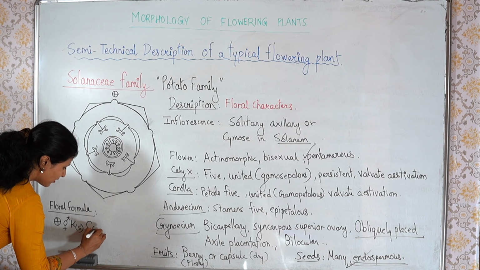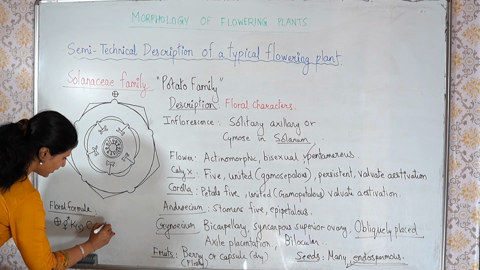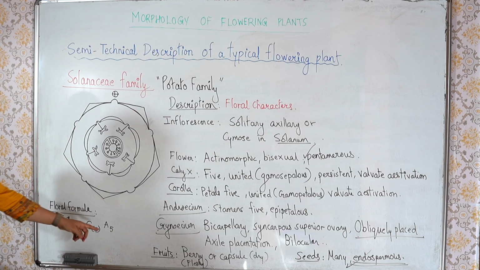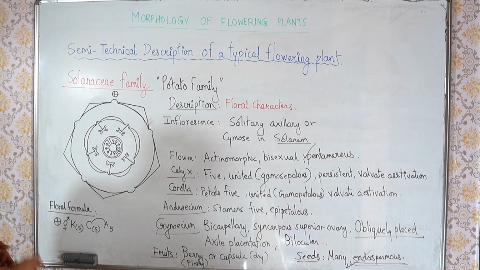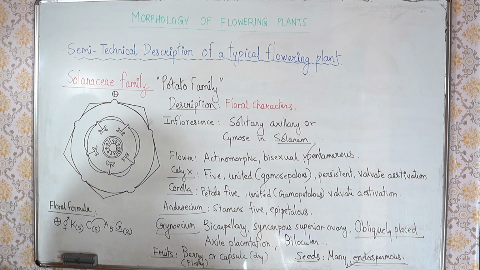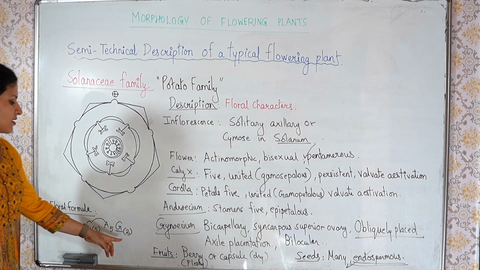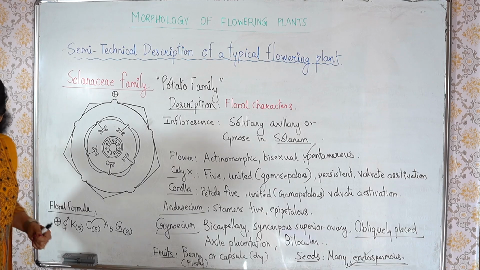Then corolla are also 5 fused, so we write C with 5 in brackets. Then we write about Androecium, which are also 5, not in bracket. This 5 is also not in bracket, but we put a cap in between A and C, which indicates that there is epipetalous condition. And we write about the Gynoecium, a superior ovary with 2 in the subscript in brackets, which indicates that it's a bicarpellary syncarpous ovary. So here is the floral formula for Solanaceae family.